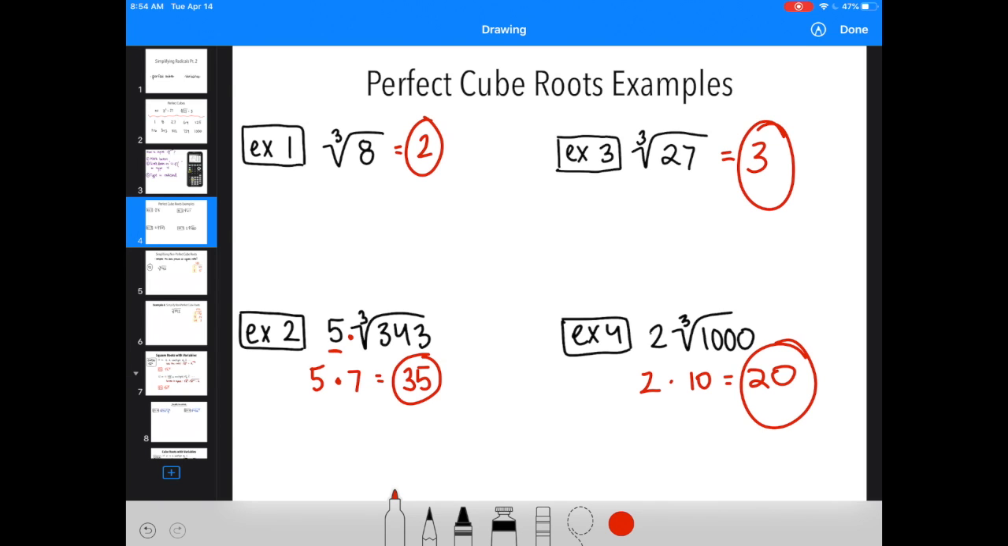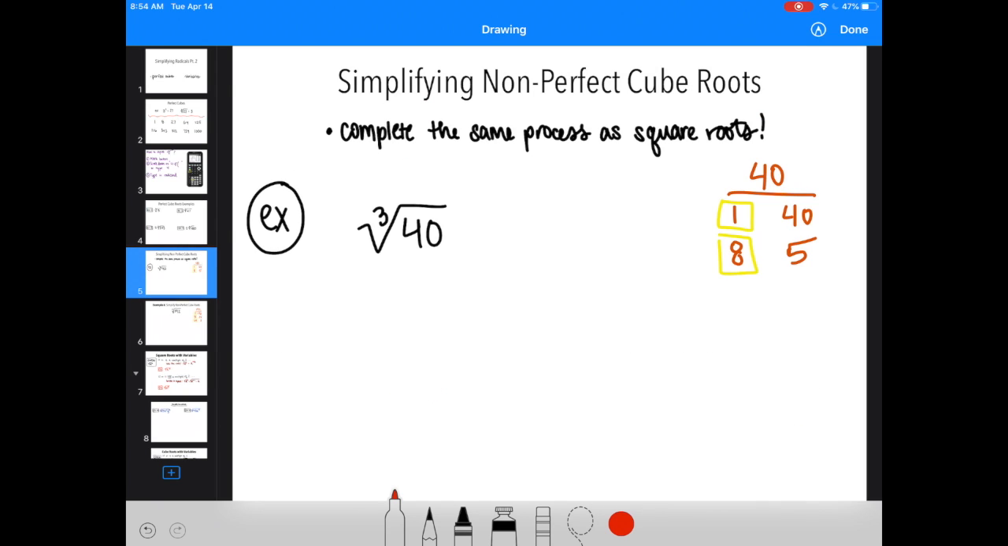We love perfect cubes and perfect squares, but as always, it's not that nice and pretty. So what happens if we have a non-perfect cube root? We're going to complete the same process as we would a square root. We're going to break it up. So you are going to be making your list. How can I find multiples of 40 to kind of break up this radical into two separate cube roots? And I want to find that perfect cube root so I can get rid of that radical.